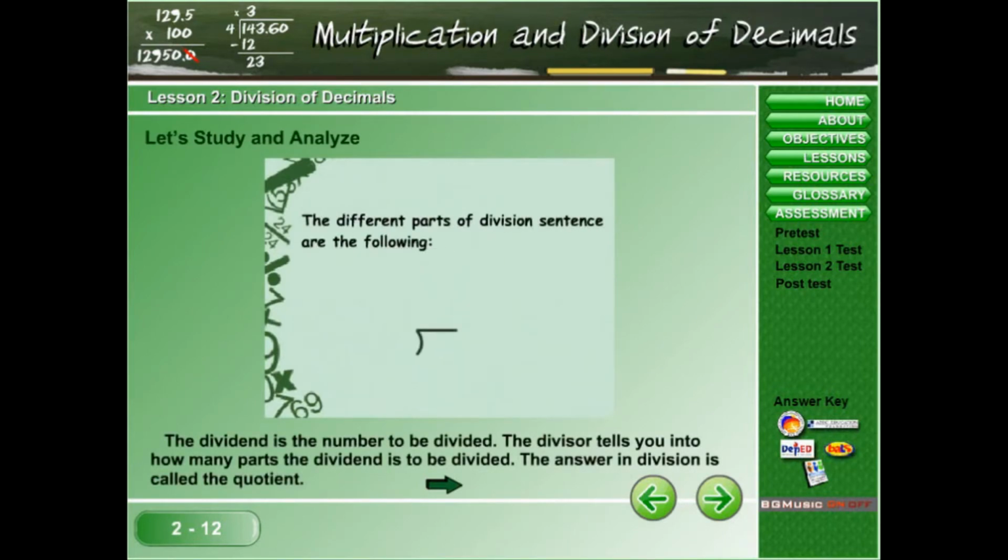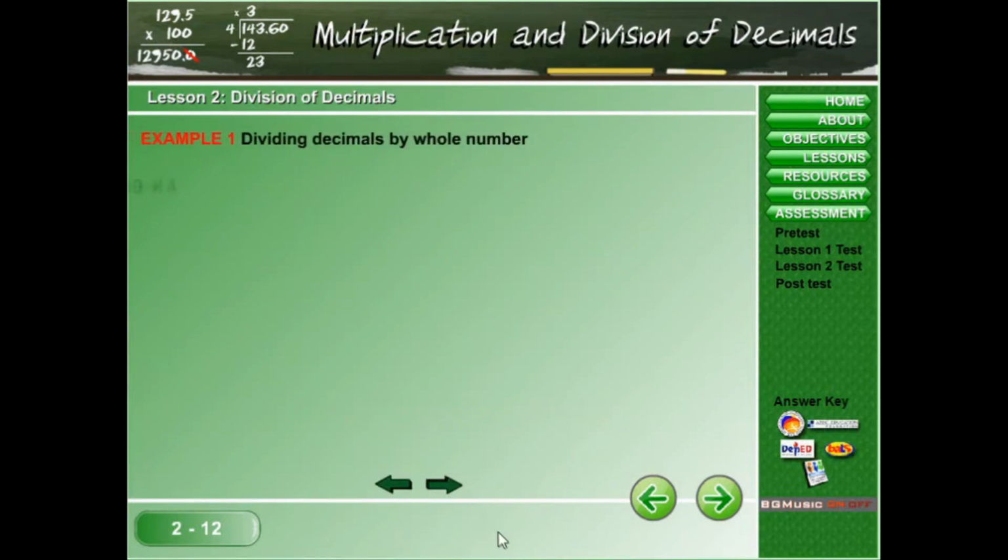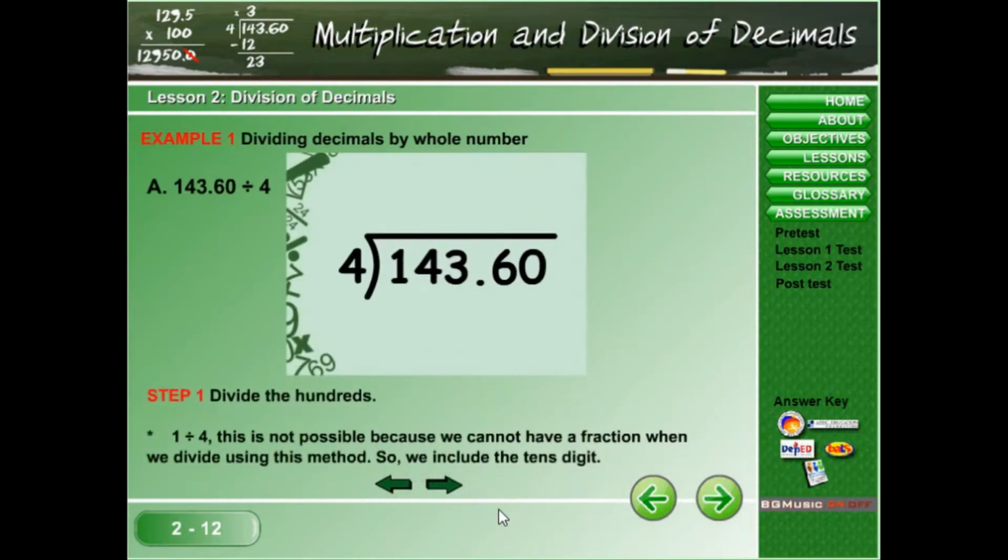The dividend is the number to be divided. The divisor tells you into how many parts the dividend is to be divided. The answer in division is called the quotient. Example 1. Dividing decimals by whole number. A. 143.60 divided by 4. Step 1.